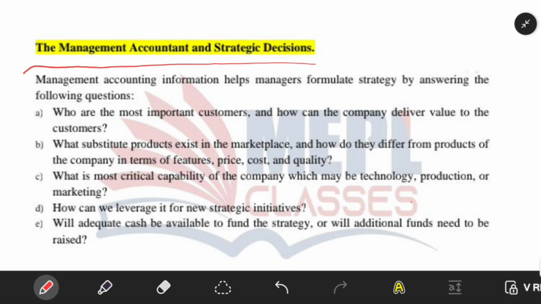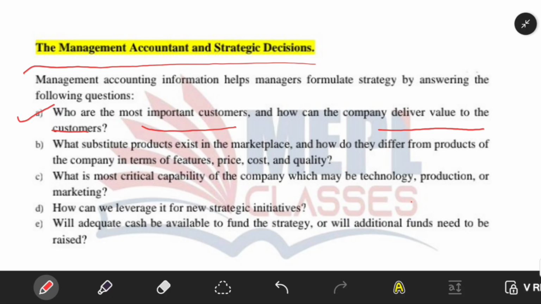Management accounting not only helps in day-to-day decisions, but also in making big strategic decisions for the long-term success of the business. So it helps the managers to plan strategy by answering important business questions like who are the most important customers, and how can the company deliver value to the customers. That is, the company needs to identify which customers bring the most value, or are most profitable. By knowing this, they can focus their service offers and attention on those key customers.